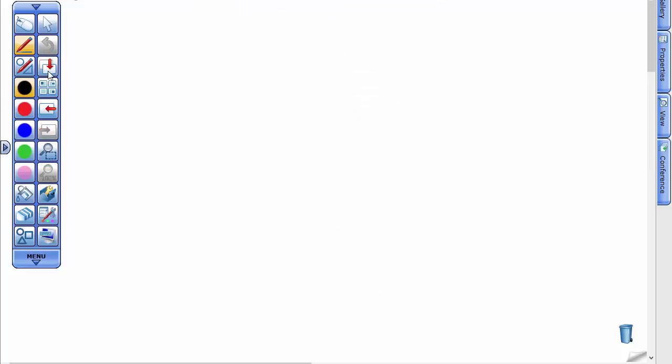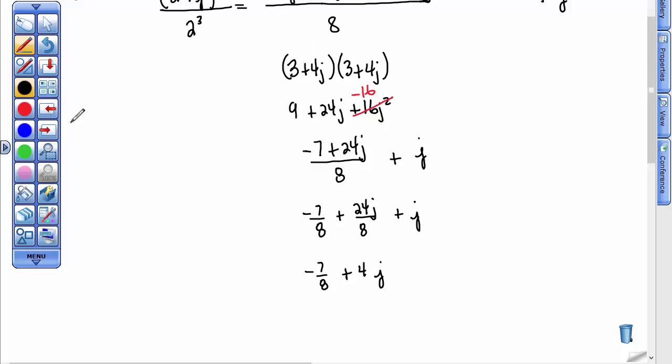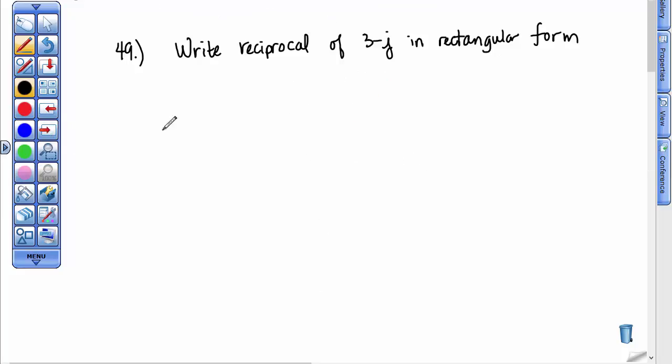Let's look at another problem. I had it written out, so let's see, where did it go? I think it's, yeah, that must be it. Write the reciprocal of 3 minus j in rectangular form. It's question number 49. Well, the reciprocal of something is 1 divided by it. So 1 over 3 minus j.